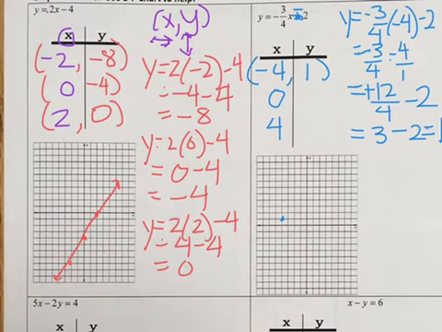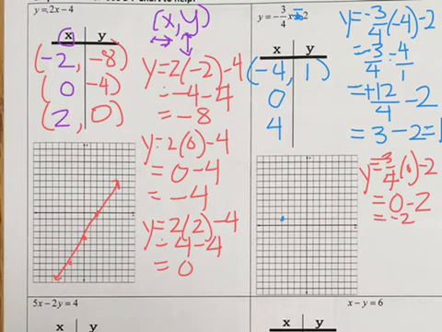When we plug in 0, we have y equals -3/4 times 0 minus 2. So we get 0 minus 2 because that fraction times 0 is 0. And 0 minus 2 is -2. So when you plug in 0, you go to -2, which is this point.